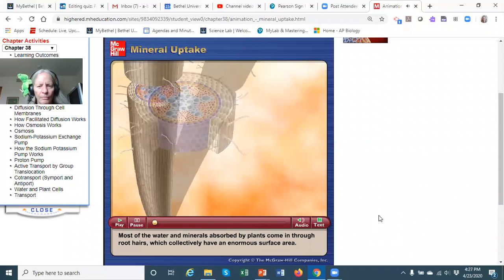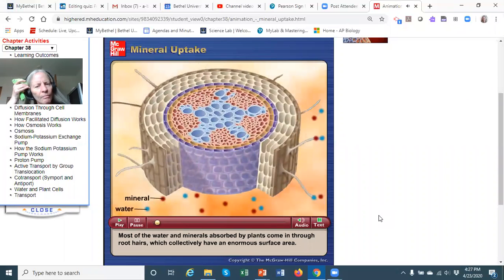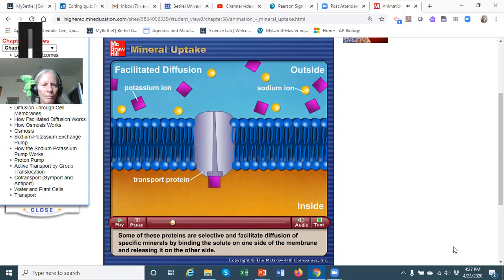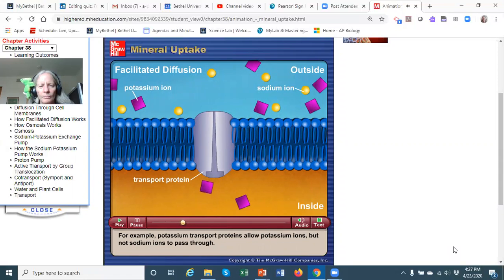Most of water and minerals absorbed by plants come in through root hairs, which collectively have an enormous surface area. Solutes cross the root hair membrane very slowly unless there are transport proteins in the membrane. Some of these proteins are selective and facilitate diffusion of specific minerals by binding the solute on one side of the membrane and releasing it on the other side. For example, potassium transport proteins allow potassium ions, but not sodium ions, to pass through.